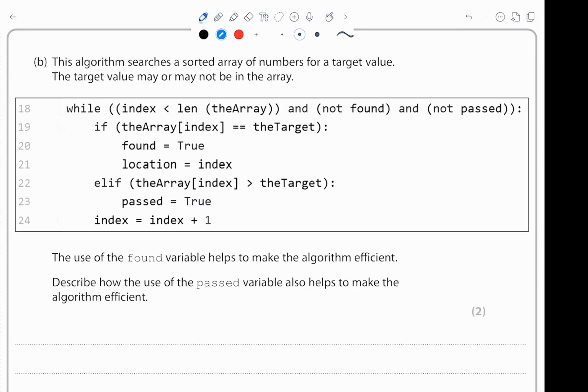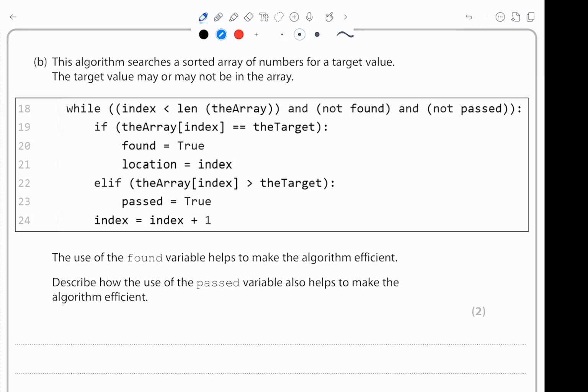This algorithm searches an array of sorted numbers for a target value. The target value may or may not be in the array. Use of the found variable to help make it more efficient. Okay, well, it's similar to how you might have bubble sort or something like that with a swapped flag.